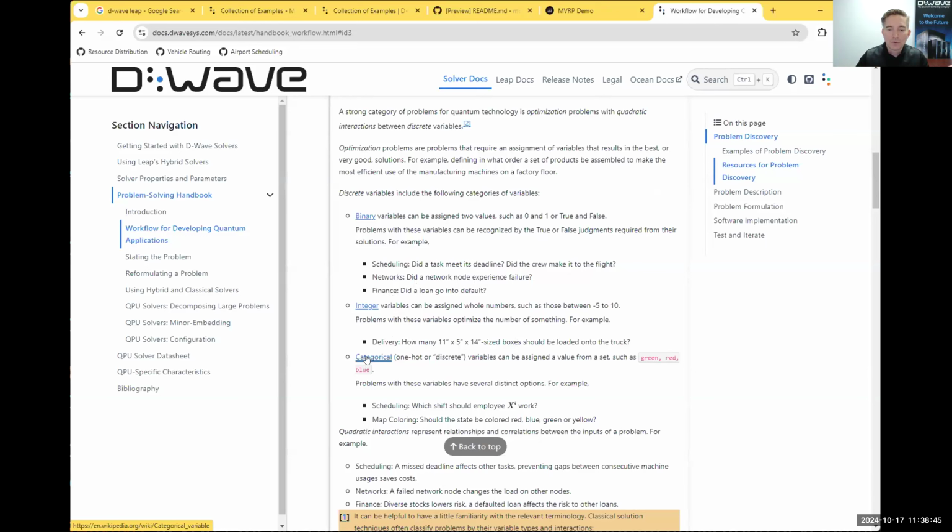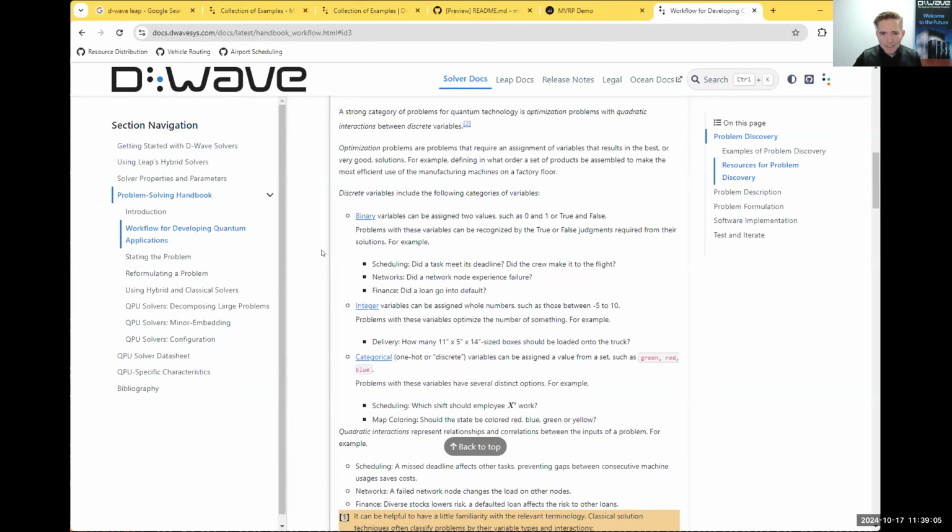And it could also be categorical problems. So like, is something part of a set? Like which shift should this particular employee work? Or if I'm doing map coloring, what color should I choose for this segment of the map? Is it red, blue, green, or yellow? What team should this individual be on?